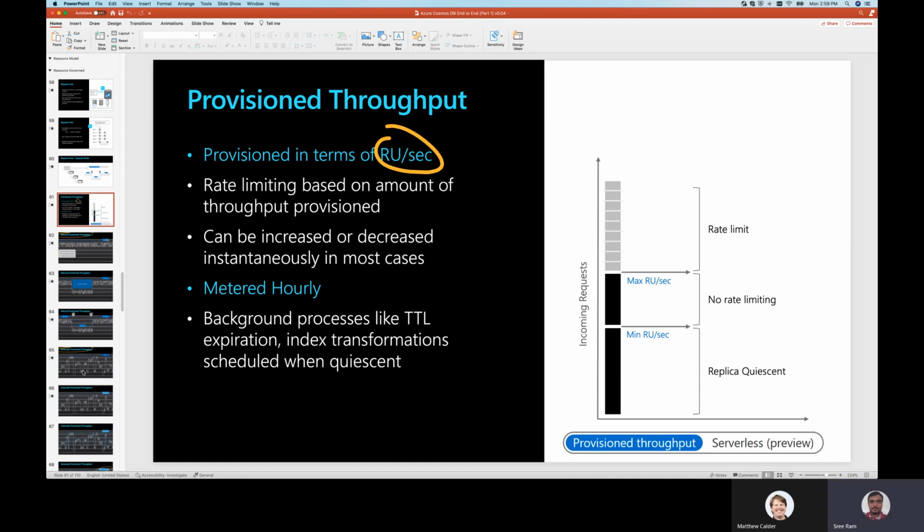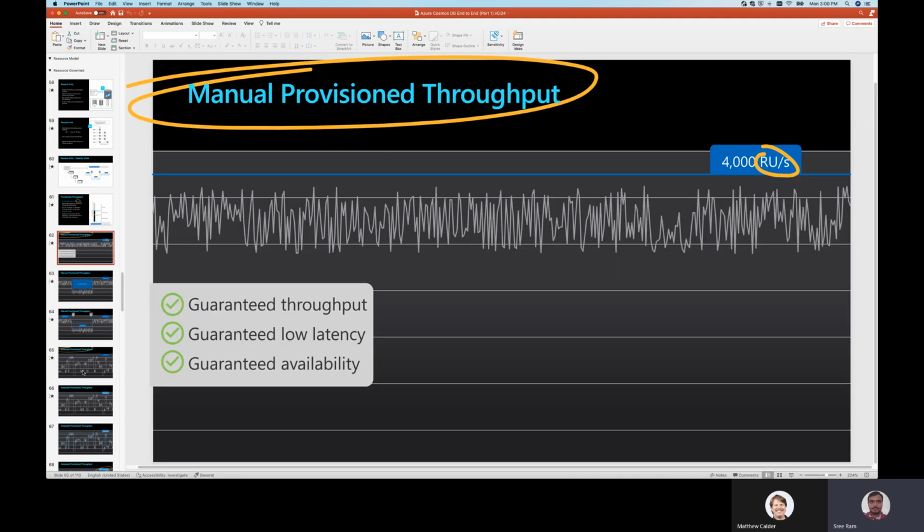So let's see how we can design such an application. Let's talk about manual provisioned throughput. Given we chose the option of manual provisioned throughput, what that means is I chose 4000 RUs per second. I have 4000 RUs per second.